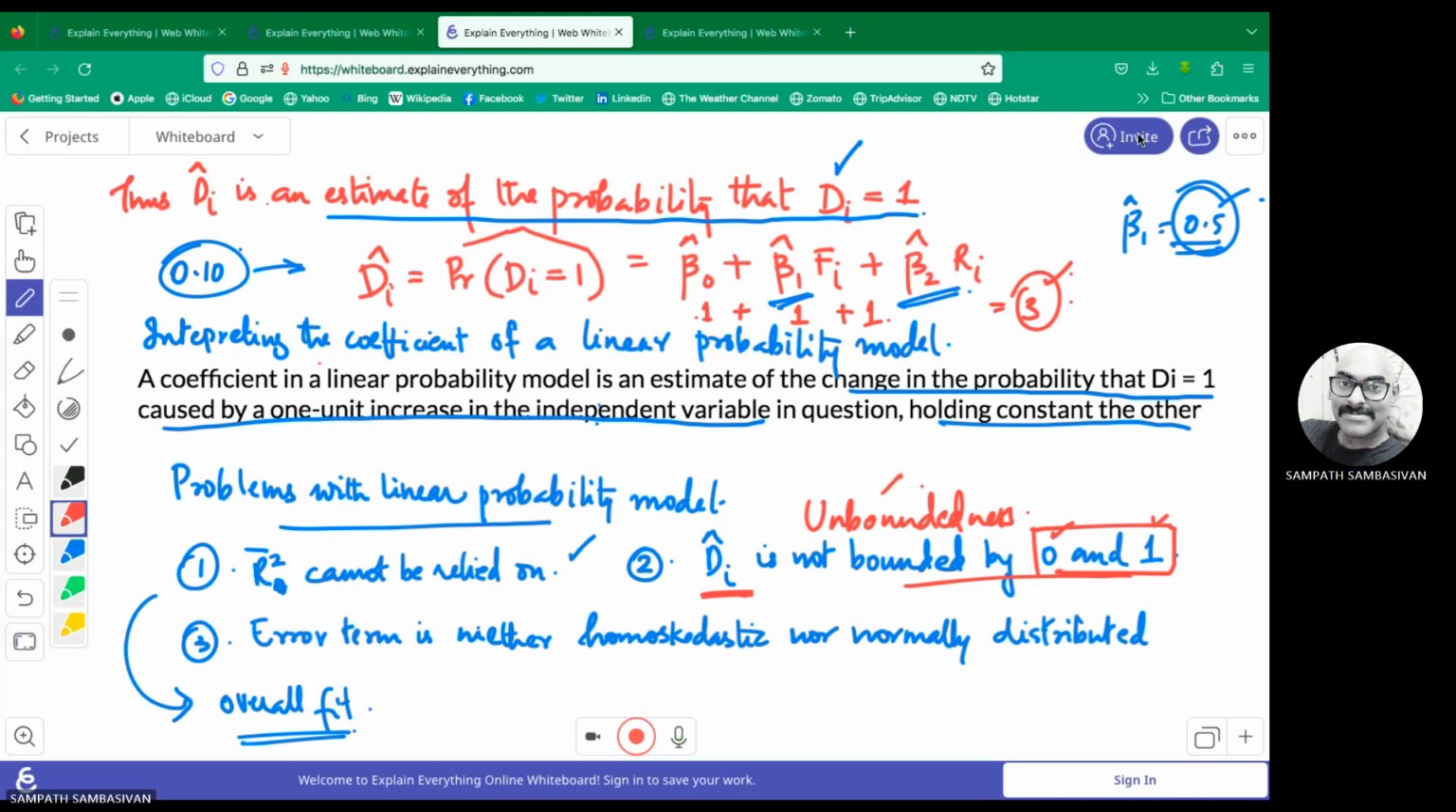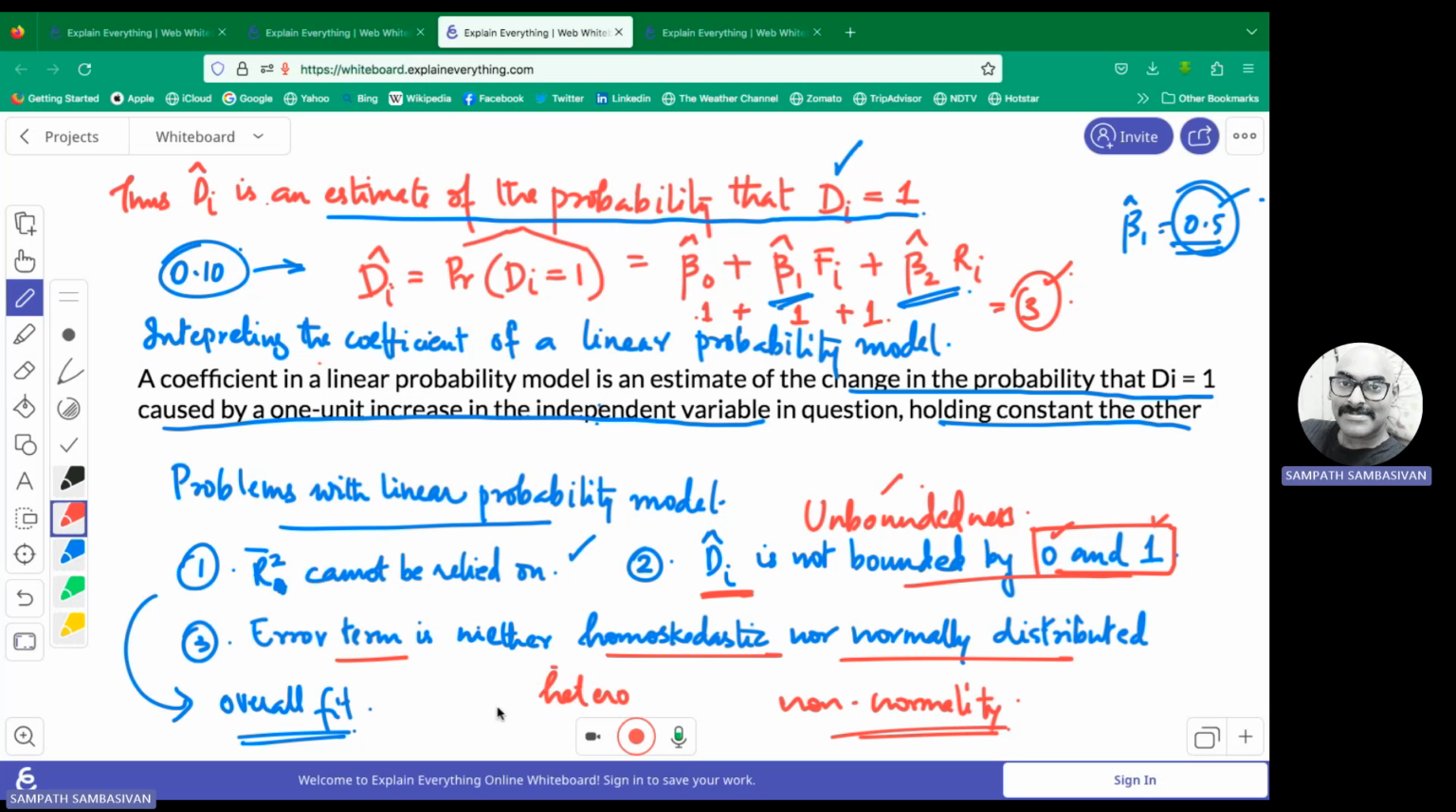These Di values are unbounded in one sense. So that is essentially one of the reasons as to why this problem crops up. Now, that being the second problem, the third problem is basically that the error term is neither homoscedastic nor normally distributed, which means that there is the problem of heteroscedasticity and non-normality that is found with regard to the distribution of the error terms.